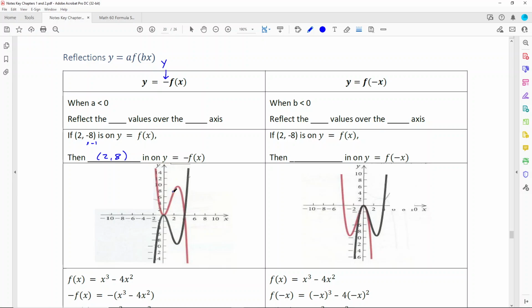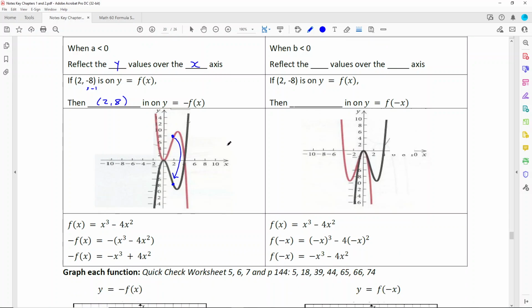All right, so if I had a point here, 2, 8, and it gets reflected down to 2, -8, what did it get reflected over? So when you reflect the y values, you go over which axis? The x-axis. So when the A value is negative, it reflects the y values over the x-axis. How does this transformation look? Well, again, it's an A transformation, so it affects the entire equation.